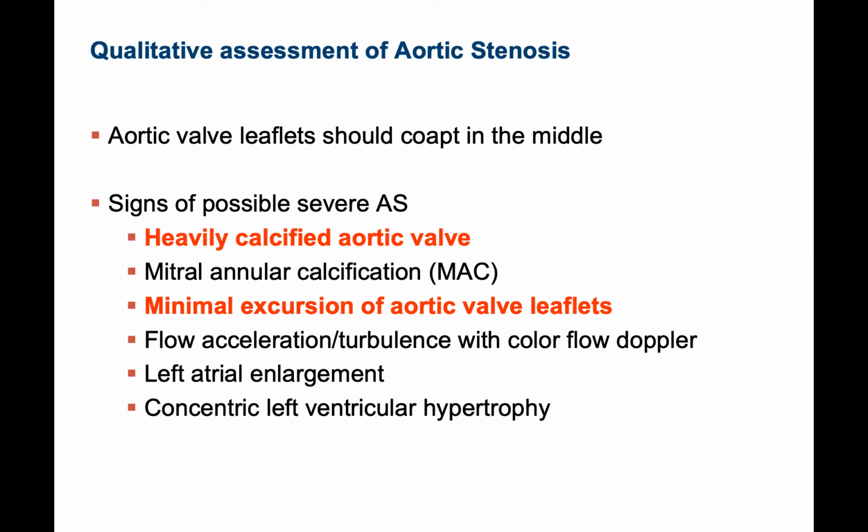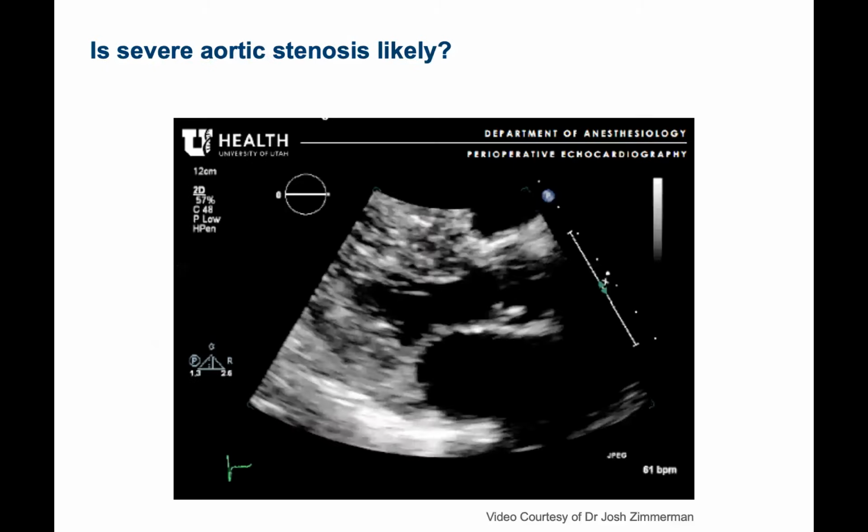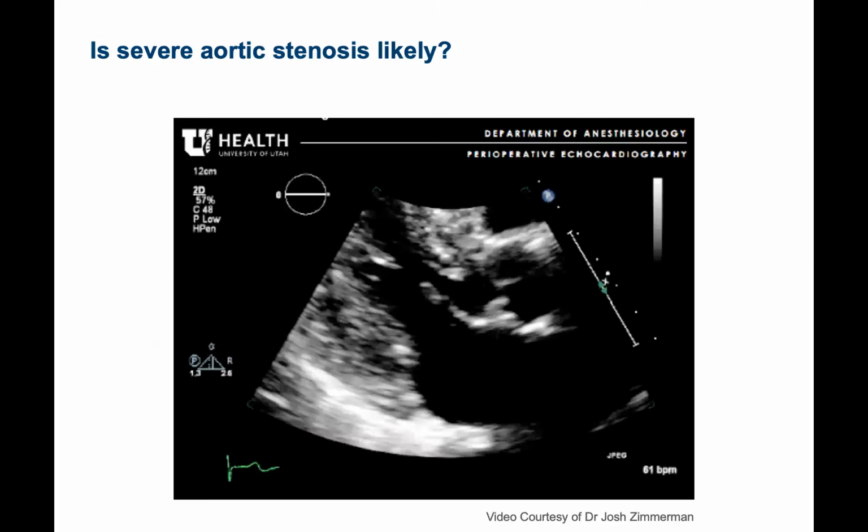It's likely you will see a left atrial enlargement. If you remember from our other lectures, the right ventricle should be about the same size as the ascending aorta and about the same size as the left atrium. In these patients, you will see that the left atrium is much larger. And you may also see concentric left ventricular hypertrophy, meaning that the left ventricle is much thicker than you would expect. So let's take a look at some videos.